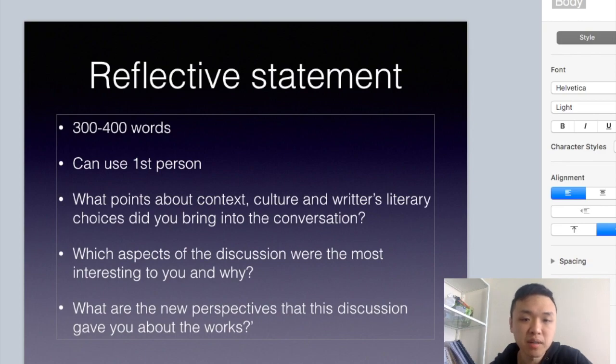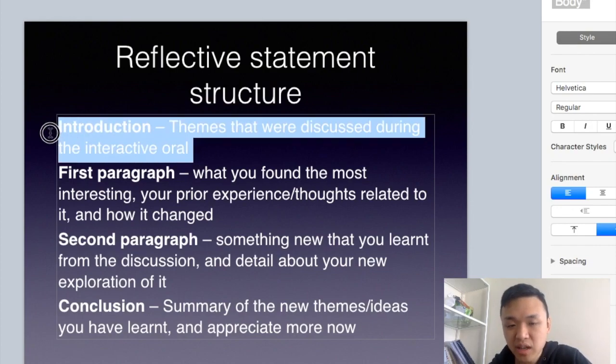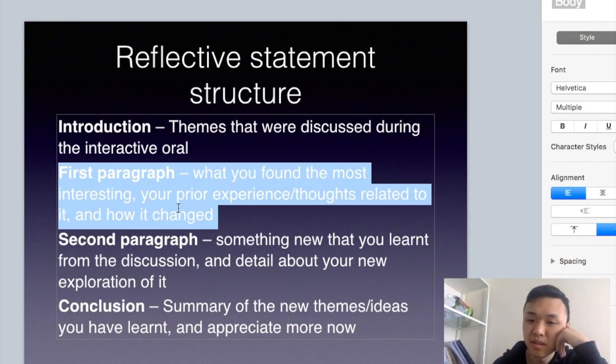So now let's move on to talk about the structure of the reflective statement. In your introduction, you can briefly talk about the themes that were discussed in the interactive oral, right? So what are the themes that were discussed? In the first paragraph, you talk about what you found most interesting, right? And what new things did you learn about the topic you found most interesting? For example, maybe you can say the discussion about the relationship between Nora and Torvald was very interesting to me throughout the interactive oral. Then you talk about why you think it's interesting, what you learned, right?